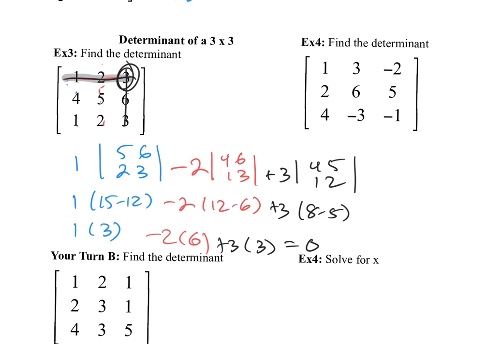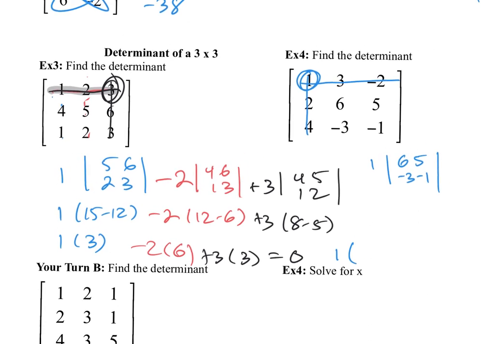Okay, let's apply our strategy to example number 4. Again, we're trying to find the determinant. So my first step is I'm always going to be crossing off the first column and the first row, and I have the remaining 2 by 2. Where they intersect here, I'm going to put that number on the outside, and then for my 2 by 2, we have 6, 5, negative 3, and negative 1. And then we're going to multiply this 1 by negative 6 minus a negative 15, which ends up being a positive 9.